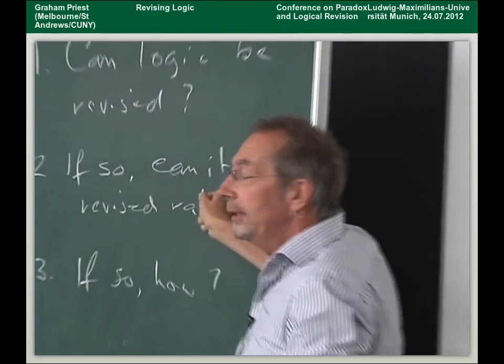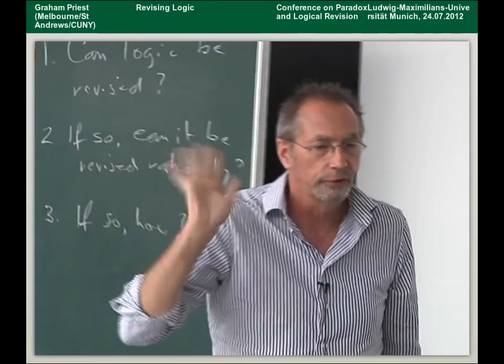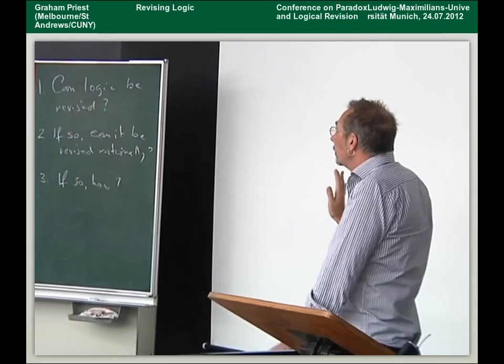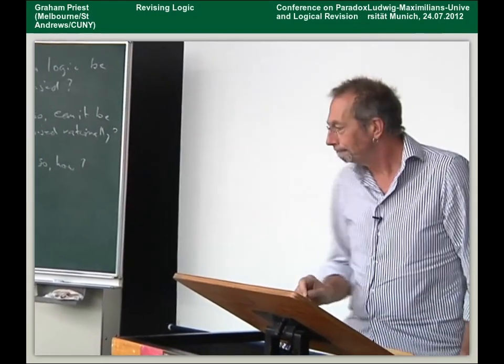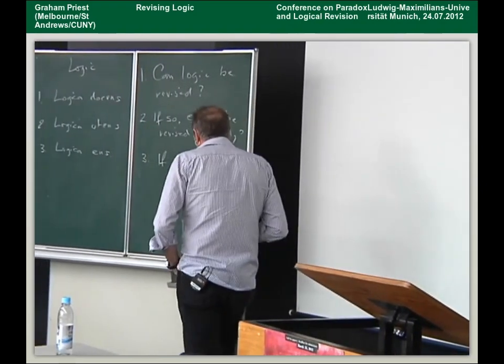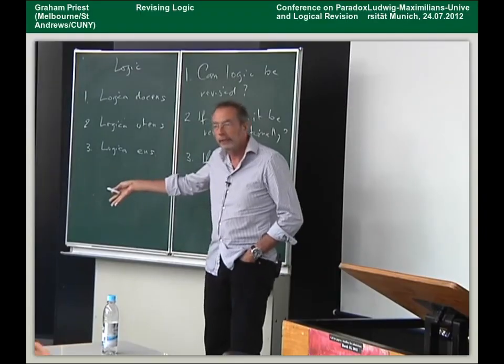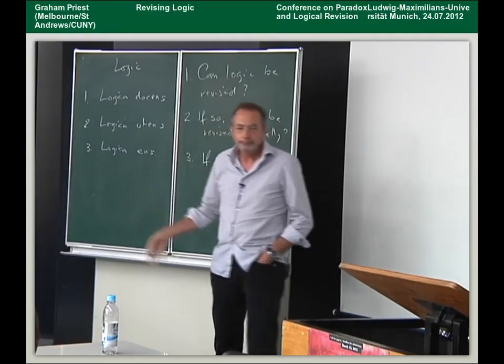Can it be revised rationally? Yes. If so, how? I've just told you. Okay, so that's the first issue. Let's move on to logica utens. So logica utens is the logic we use. So this is the way that people reason. Okay, it's not to do with their theory, it's to do with their practice.